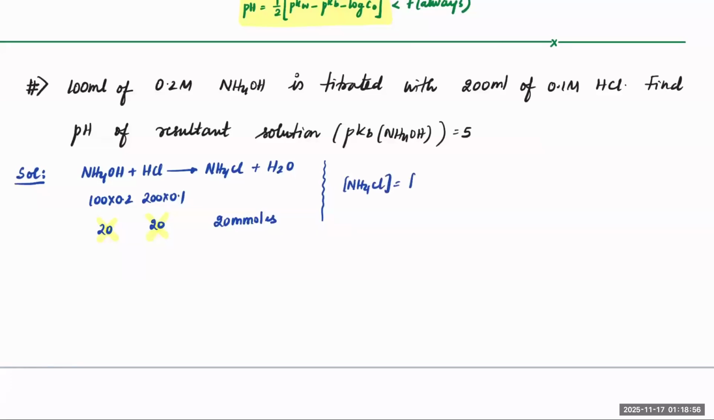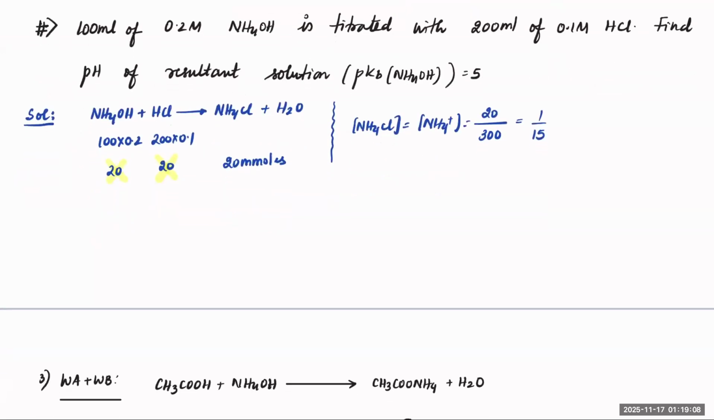which means the concentration of NH4Cl, which will be the same as the concentration of NH4 plus, is equal to 20 millimoles divided by total volume. In this case, the total volume is 300, which makes it 1 by 15. That is the concentration of NH4 plus, which we use the terminology as C naught. So by formula, pH is equal to half of pKw minus pKb minus log C naught.